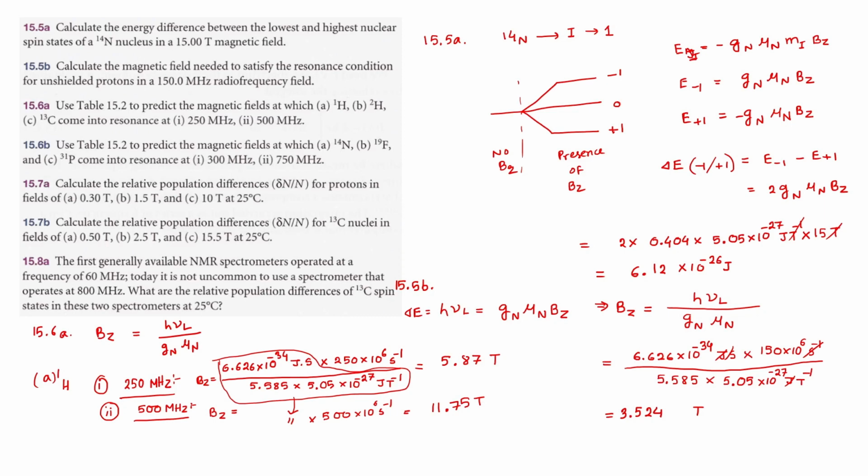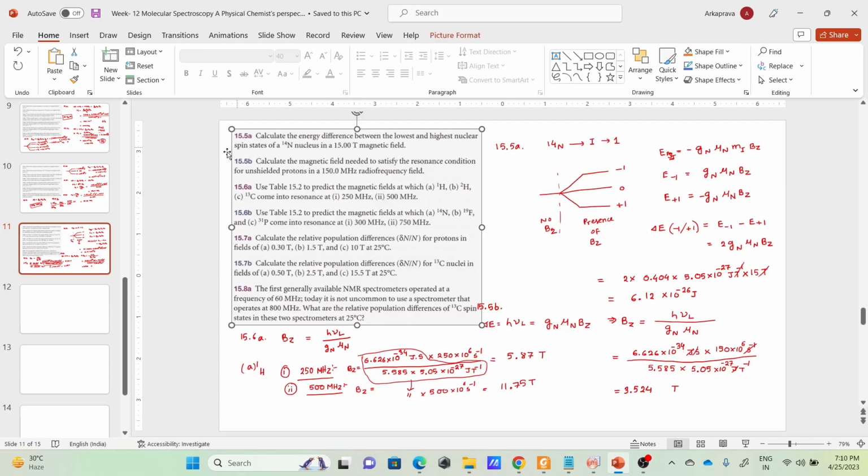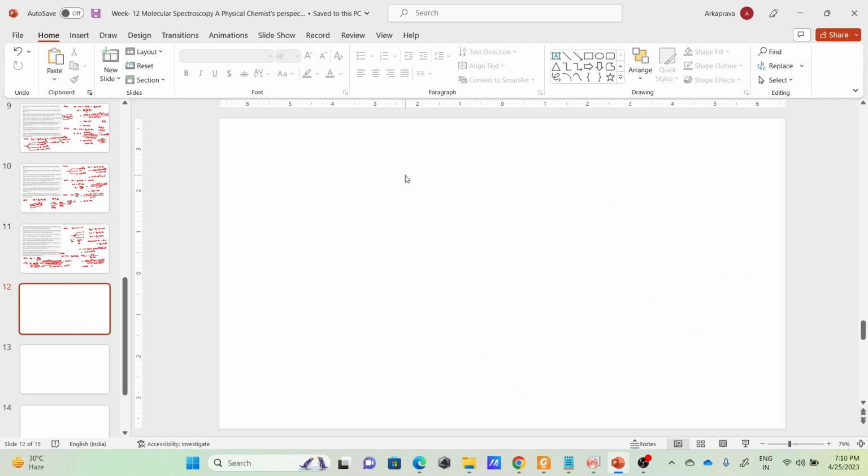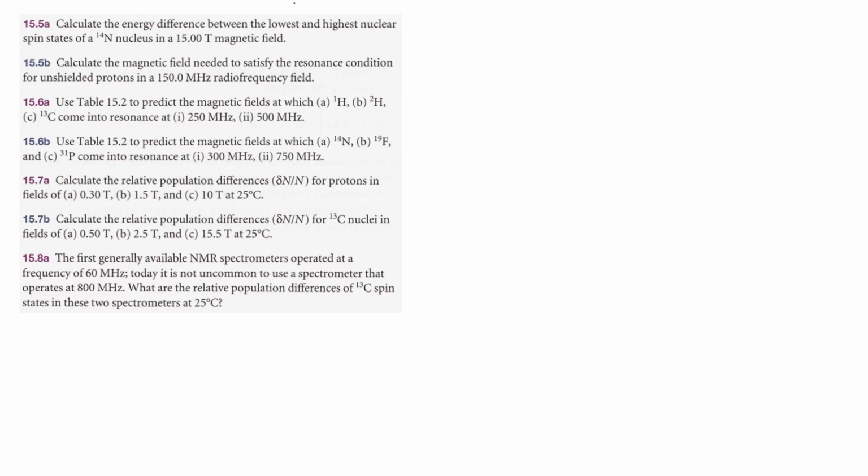So now let us go to the same for the deuteron. I'll just copy paste the questions here. So we are currently solving 15.6a and b part for deuterium, right? First is 250 megahertz, then we'll go for 500 megahertz.